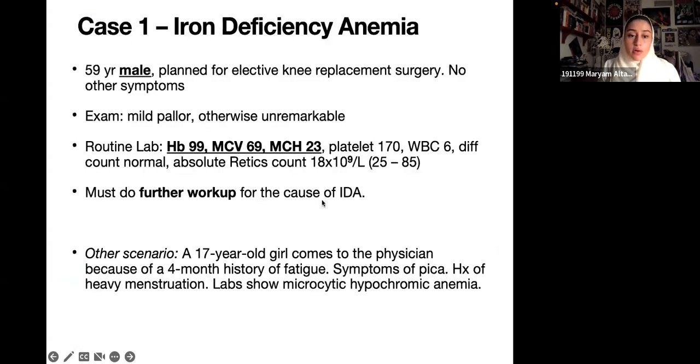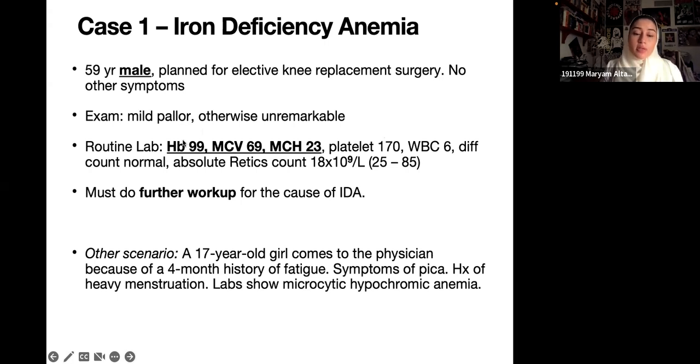So now let's just talk about iron deficiency anemia in general. In this scenario, they brought it to you as a 17-year-old girl, complaining of symptoms of fatigue, maybe dyspnea, maybe symptoms of pica. Remember, pica is craving for non-nutritive food substances like dirt and ice, okay? But another way it can present, which is very important for you guys to know and can definitely come in the exam, is in an older male. So this case is the case we actually got in 5th year. So a 59-year-old male planned for an elective knee replacement, no other symptoms, okay? On exam, he has mild pallor, otherwise unremarkable.